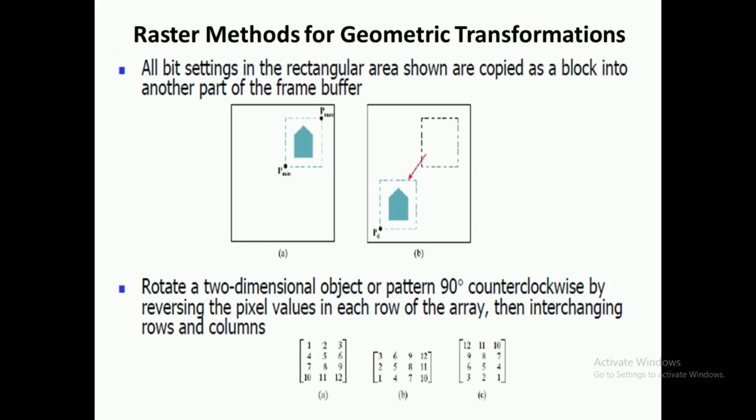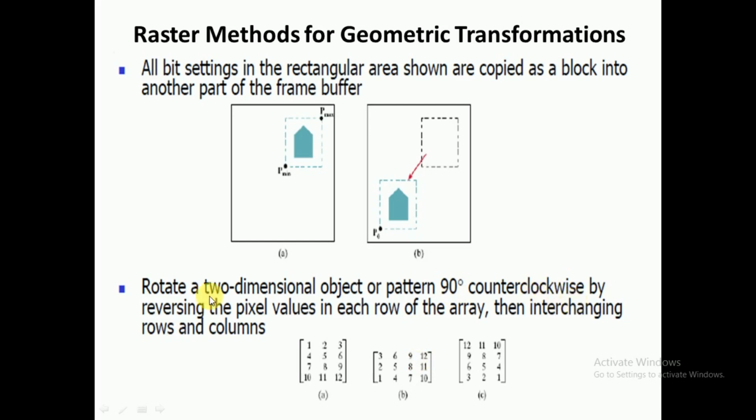You reverse each row, then interchange rows and columns. Interchange rows and columns, right? Reverse each row, that is, 3 will become here, then 1 will come to this side, 6 will come here. Then interchange the rows and columns. This will become the result after reversing.